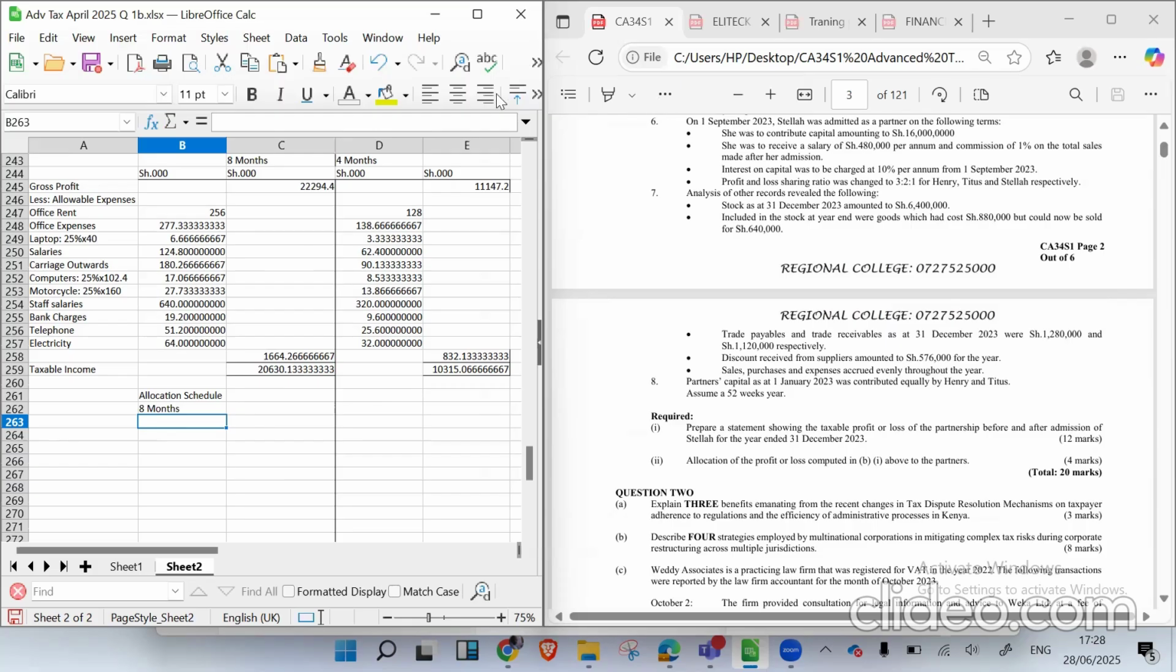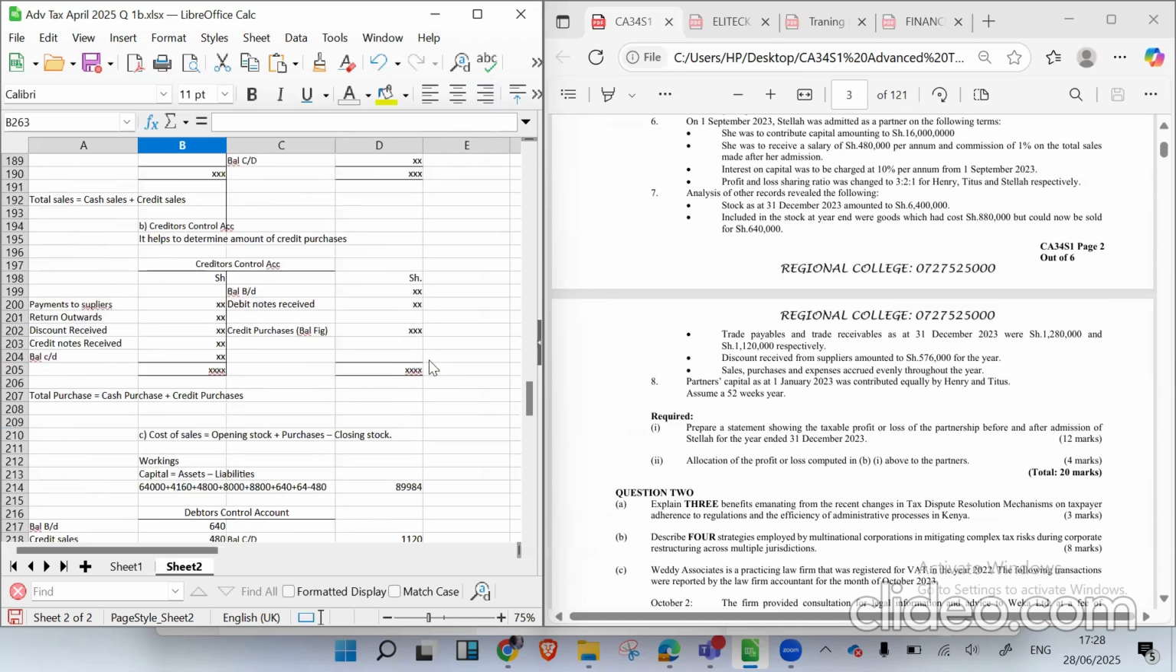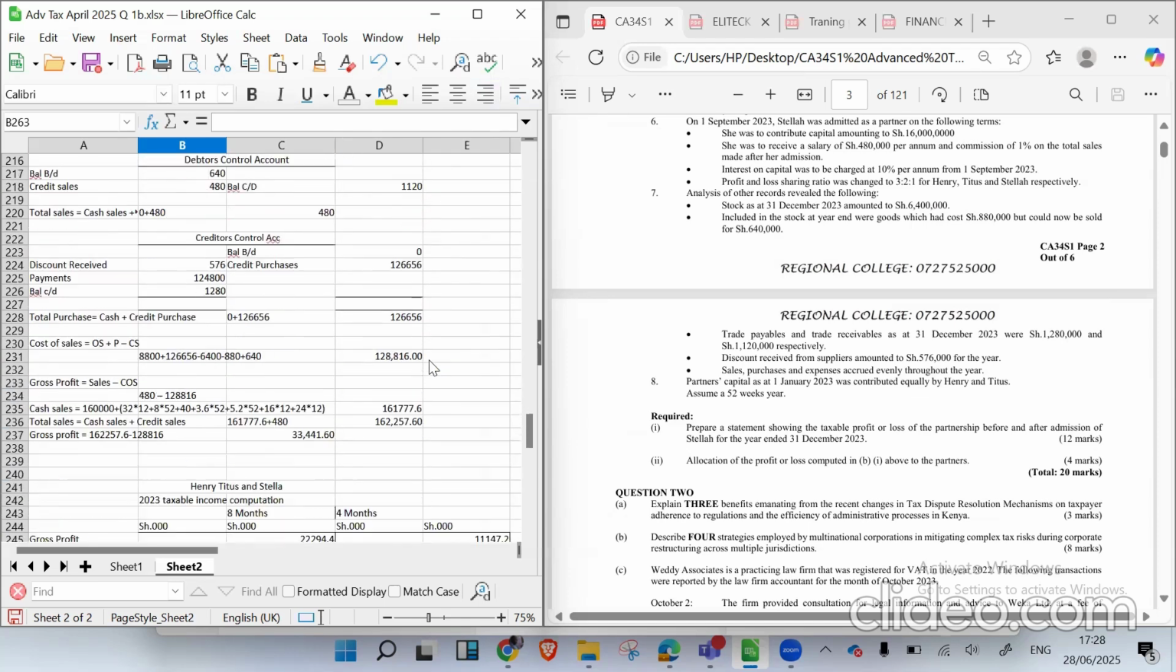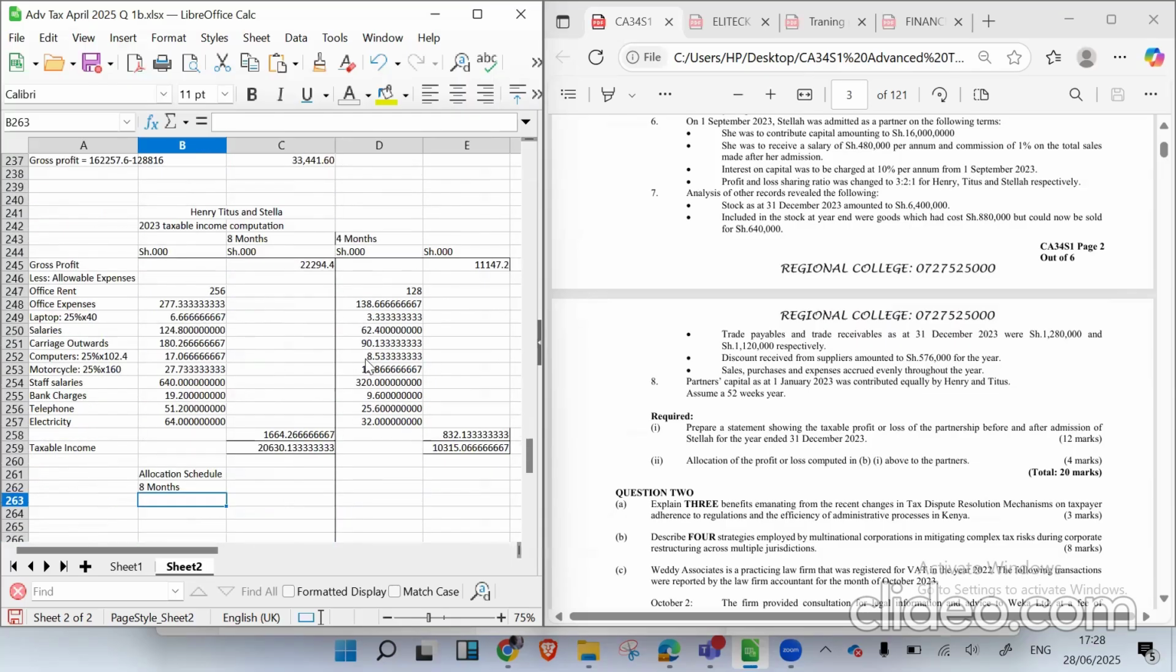So you can see we're almost being logged out. Okay. So tuko na 8 months. Kwa 8 months tuko na partners wawili. Mmoja anajiita Henry, mwingine Titus. So hapa tuko na Henry.